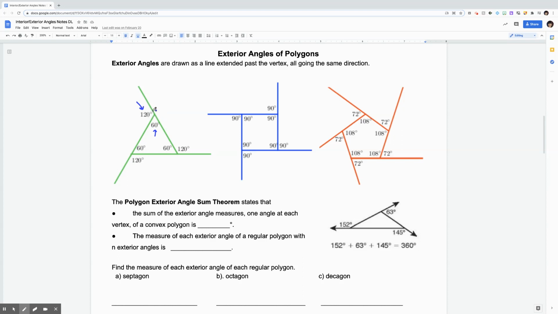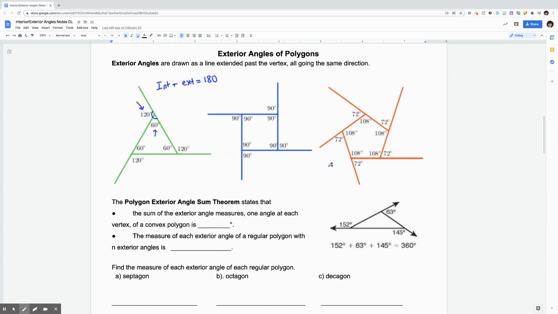And those two together are always going to form a straight line. So your interior plus your exterior is going to equal 180. They're all going to make a straight line, which you can kind of see in these drawings here. If my interior angle is 60 and I extend that side out, my exterior angle is 120 because those add up to 180. You have 90 and 90 with the square. You have 108 and 72 with the regular pentagon, and so on and so forth.